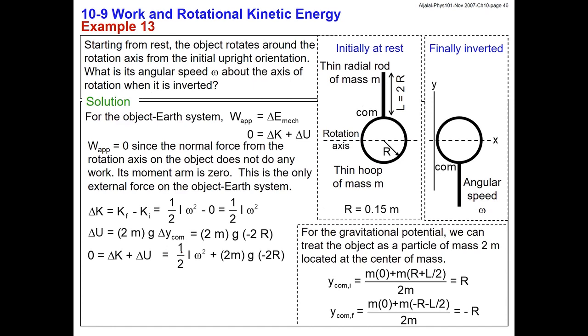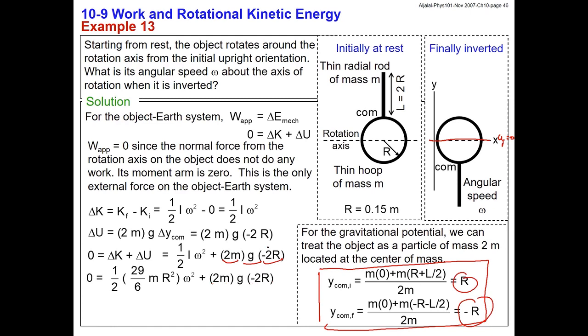So this is what I said. Half I omega squared plus total mass of the system, which is 2m. Be careful because the hoop is mass m, the rod is mass m. So 2m g delta y. And as I said, delta y is y final minus y initial. Of course, I will take this as my reference, so UG is 0 here. So basically it will be this minus this. So delta y will be minus 2r.